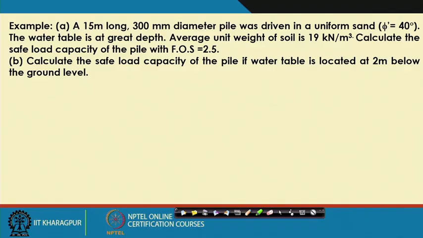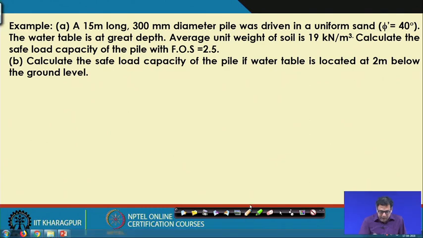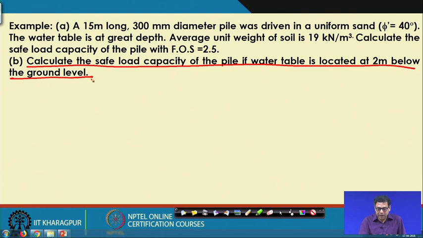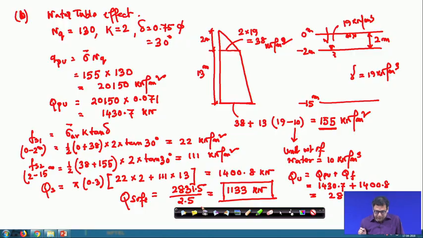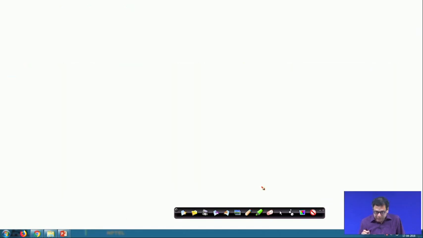So, this is the problem, and here I will take part B as the example and introduce the critical length concept. In a similar way we can introduce this on part A also, but I will do it on part B only. Last class, in part B, without considering the critical length concept, the load was 1133 kilonewton. And now here I will consider the critical length.